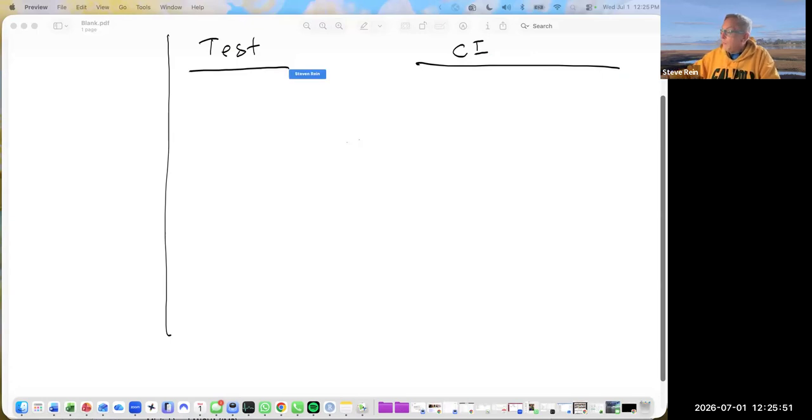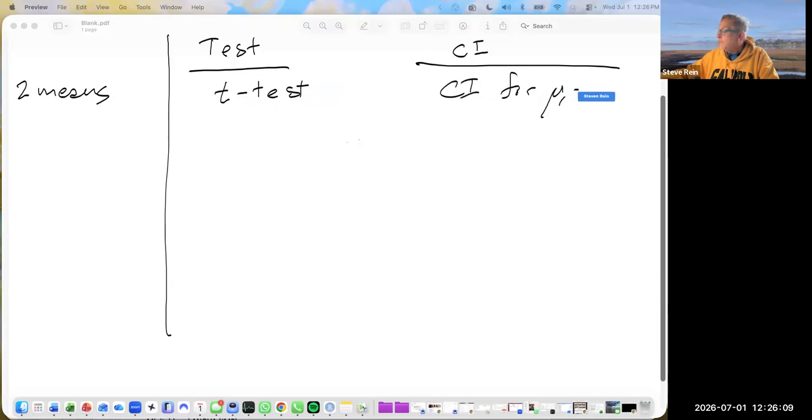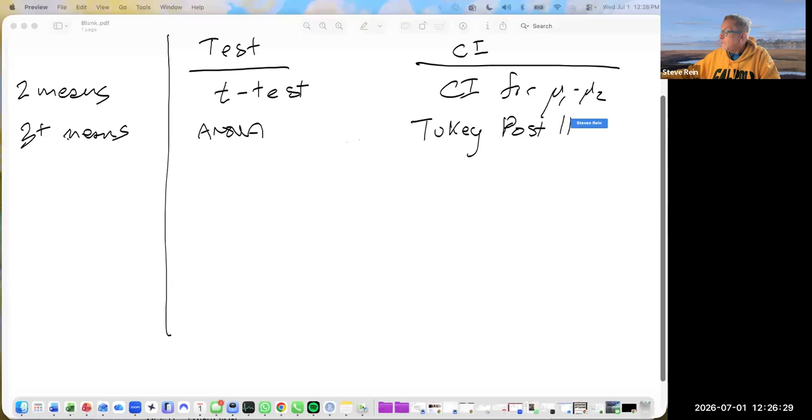Okay. What if we want to compare two means? That's at the very beginning of the class. That's a t-test, or the t-based confidence interval for the difference of mu1 and mu2. A confidence interval for literally how much higher mu1 is than mu2. 3 plus means, we're going to use the ANOVA procedure or a Tukey post hoc procedure, sometimes called the Tukey-Kramer procedure.